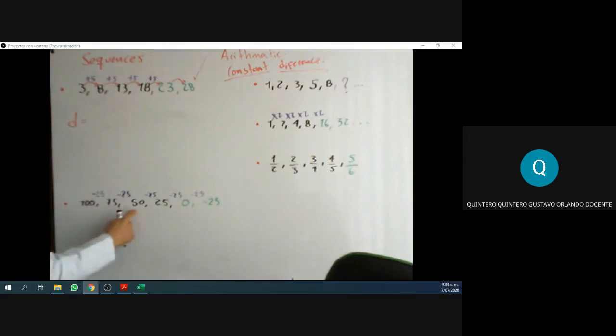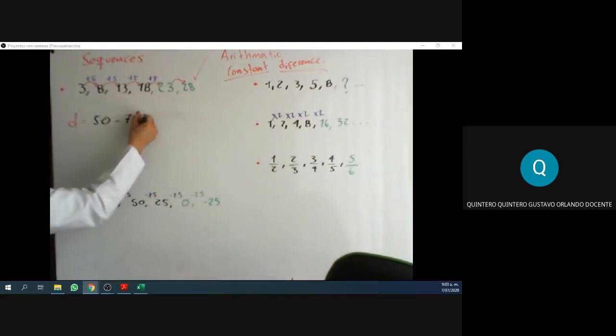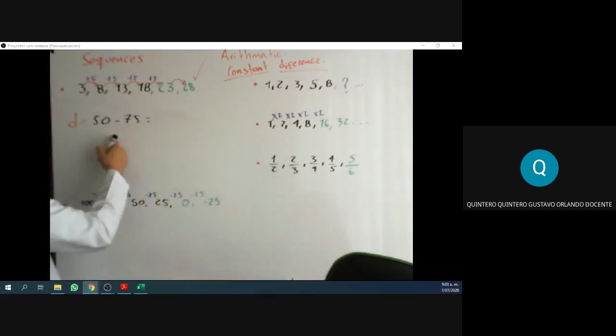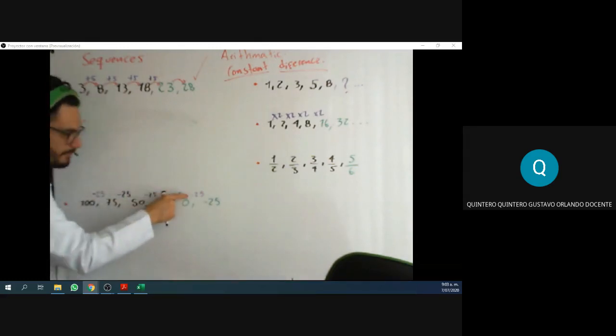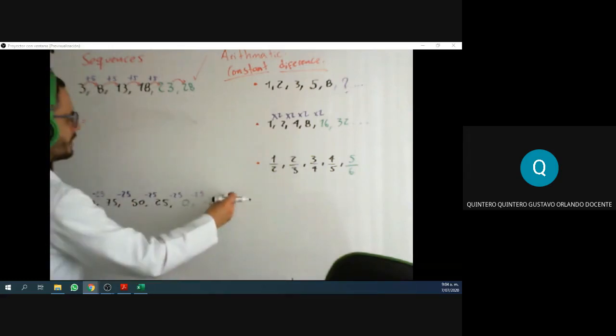For the second one, again, 50 minus the one previous, so 75. You do just that process. You take one and subtract the previous one from it. In this case, the subtraction would be -25. If you do the process, you see that every single difference is constant. We have it in here. -25, -25, -25, -25, -25. This is an arithmetic sequence.